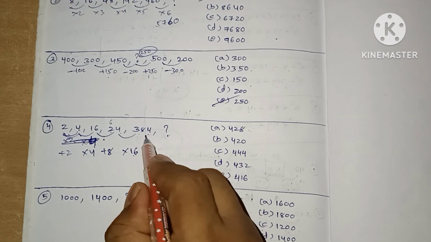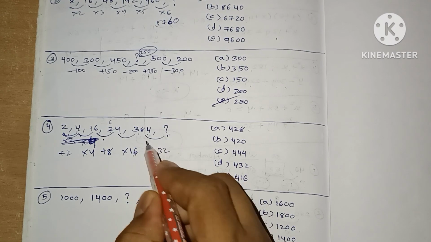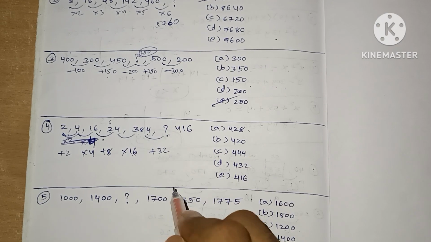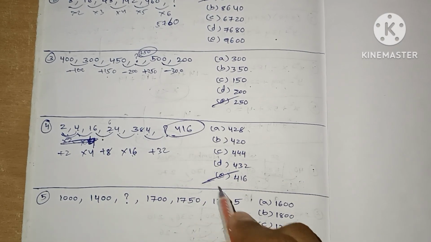So the next one must be plus 32. So we get 61416 as our answer. Option E is our answer.